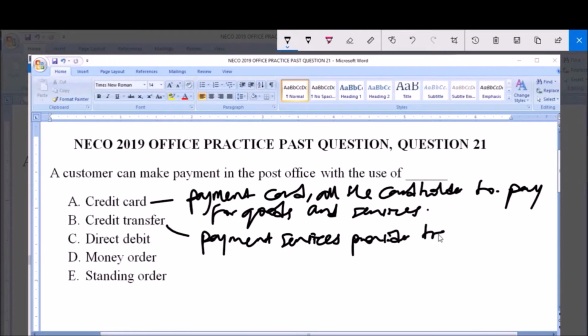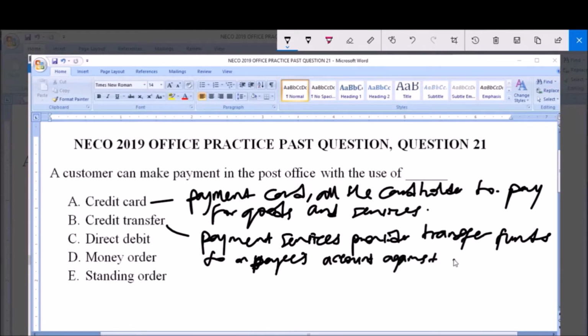For instance, a payment services provider transfers funds to a payee's account against a payer's order. And in this case, both the payee and the payer can be the same person. Yes, can be the same person.